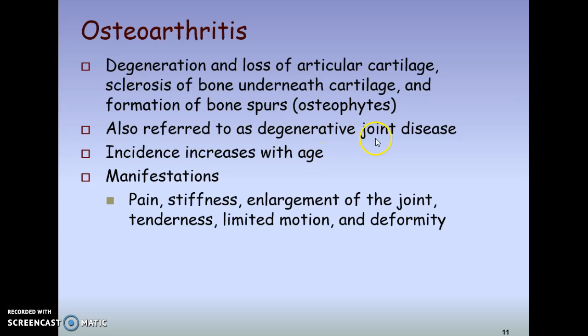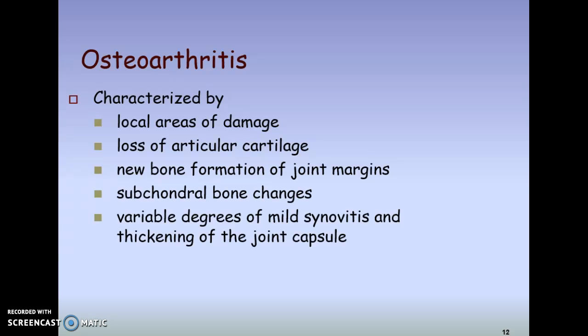All right, so degenerative joint disease occurs in the bones or in the joints with that bone disease. Increases with age. And the manifestations: pain, stiffness, enlargement of the joint, tenderness, limited motion, deformity. And the characteristics: local areas of damage, so it could just be one joint that has the damage. There's a loss of articular cartilage. There's new bone formation of joint margins. There's subchondral bone changes. And then there's variable degrees of this synovitis, right? So that's the inflammation. So again, variable degrees. Some people have very mild inflammation, which is why it's been classified as non-inflammatory. Right, but there is some inflammation going on.